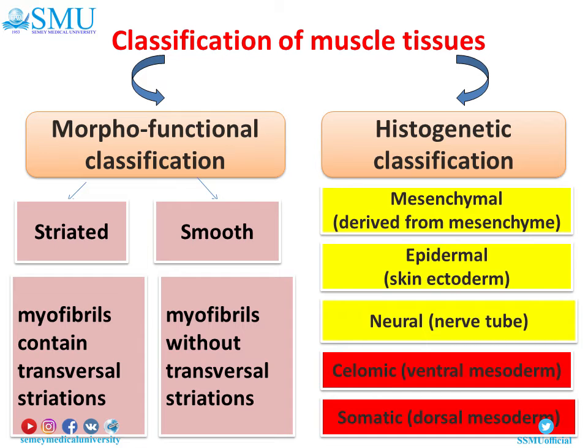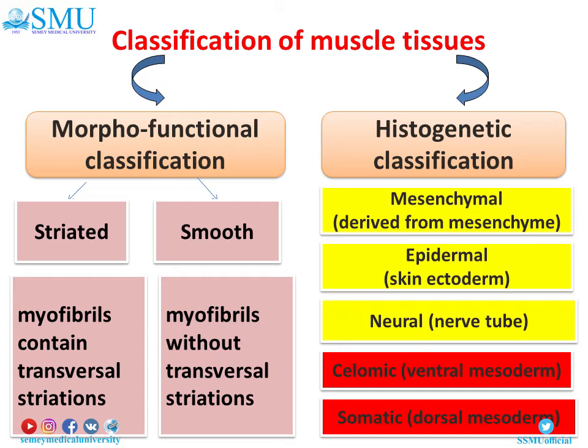Classification of muscle tissues. There are two classifications of muscle tissues. One is morphofunctional, the second is histogenetic. Morphofunctional classification. Cells of muscle are called striated or smooth muscle depending on the respective presence or absence of a regularly repeated arrangement of myofibrillar contractile proteins, the myofilaments. Striated muscle cells display characteristic alternations of light and dark crossbands which are absent in smooth muscle.